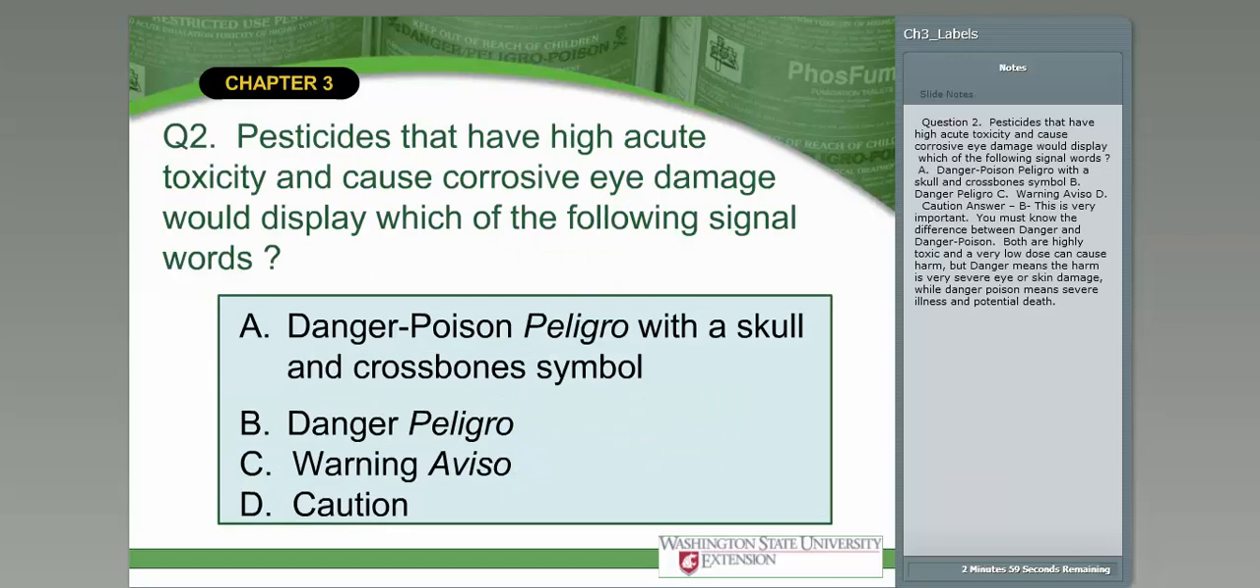Question 2. Pesticides that have high acute toxicity and cause corrosive eye damage would display which of the following signal words? Choice A, danger, poison, peligro, with a skull and crossbones symbol. Choice B, danger, peligro. Choice C, warning, aviso. Choice D, caution.